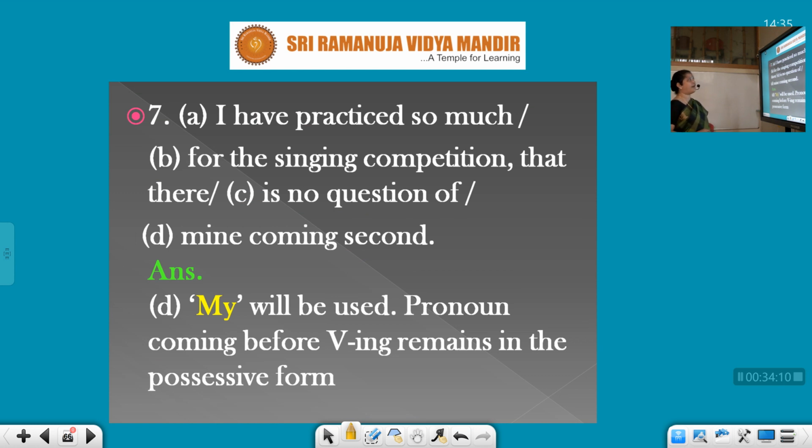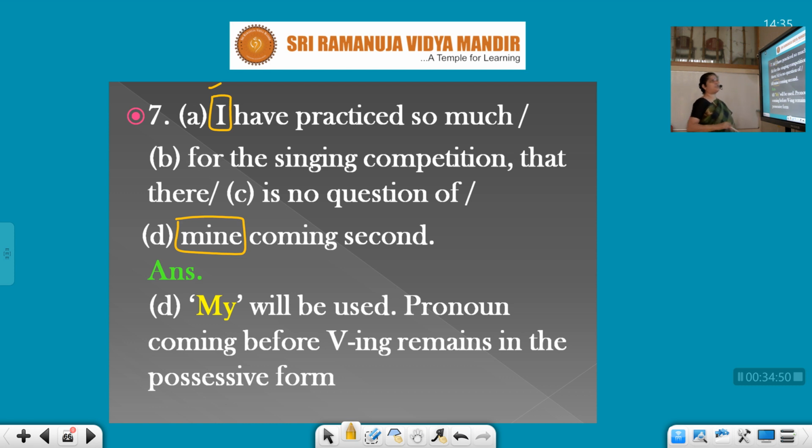Next one. I have practiced so much for the singing competition that there is no question of mine coming second. There are two pronouns. I is a pronoun. Mine is a pronoun. So where is the mistake? That is first what we have to ask. First we have to identify the pronouns, because we are going with the pronouns exercise, and which one must be the wrong one. So first one, look into it. I have practiced so much. Obviously that is correct. You can't say my have practiced, me have practiced. Subjective case is always I.